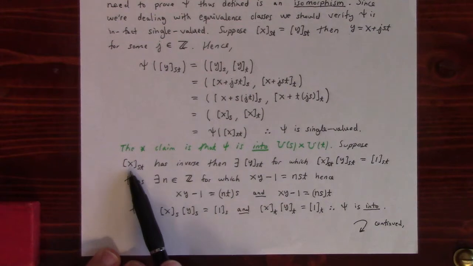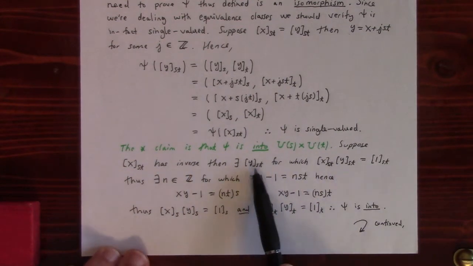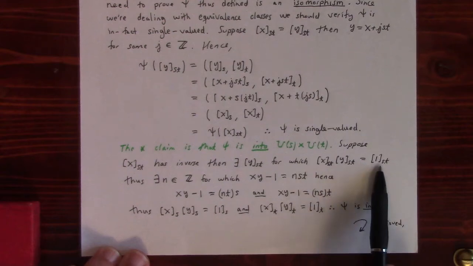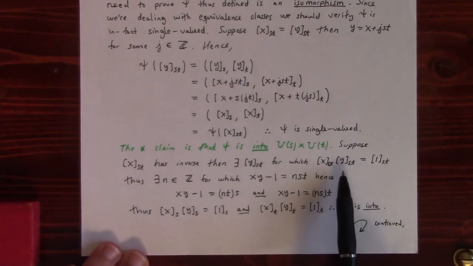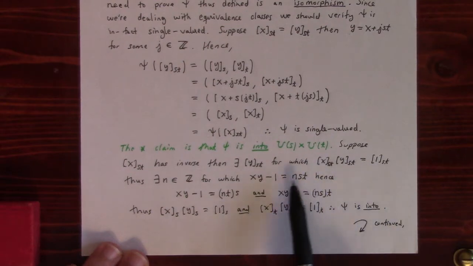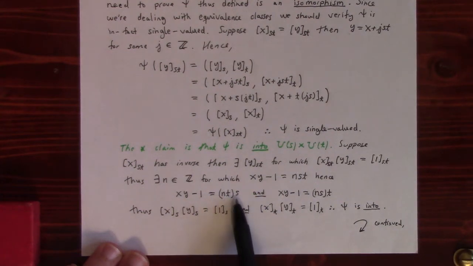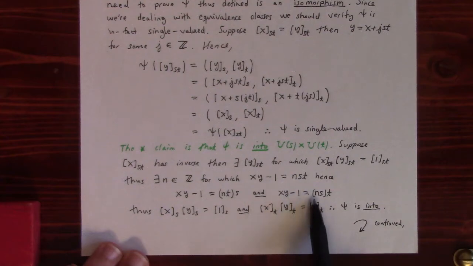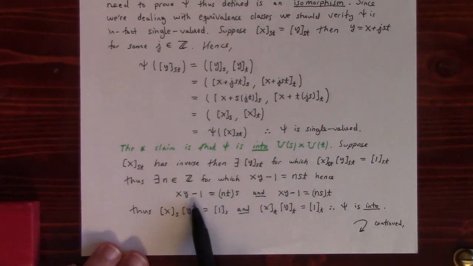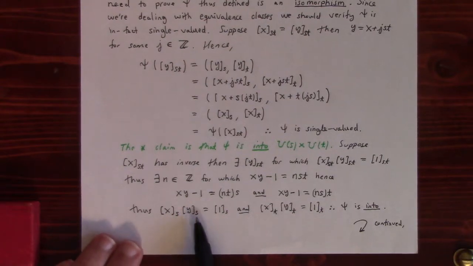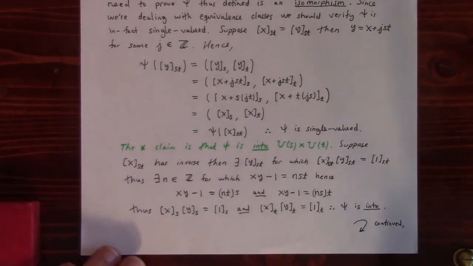So suppose x has an inverse. Well, that means that there is a y such that xy mod st is 1, right? Which means that xy minus 1 has to be a multiple of st. And thus, xy minus 1 is equal to nst. Well, that shows that y actually serves as the inverse mod s, and it serves as the inverse mod t, which is to say that xy is 1 mod s and xy is 1 mod t, which then shows that psi is into.